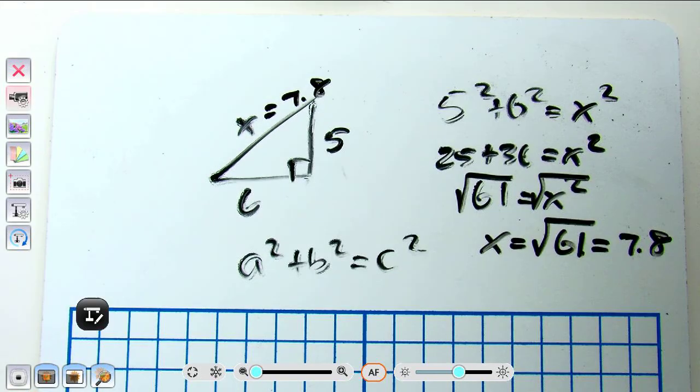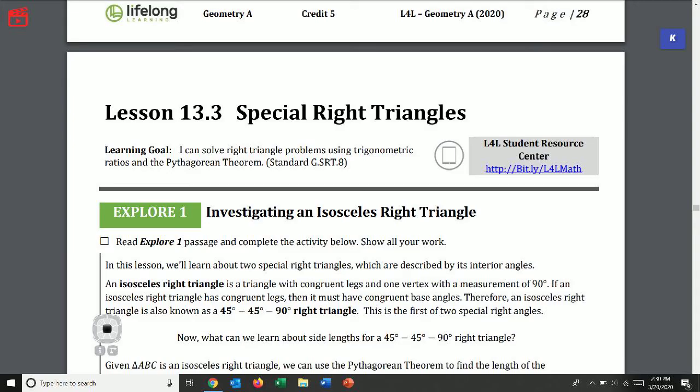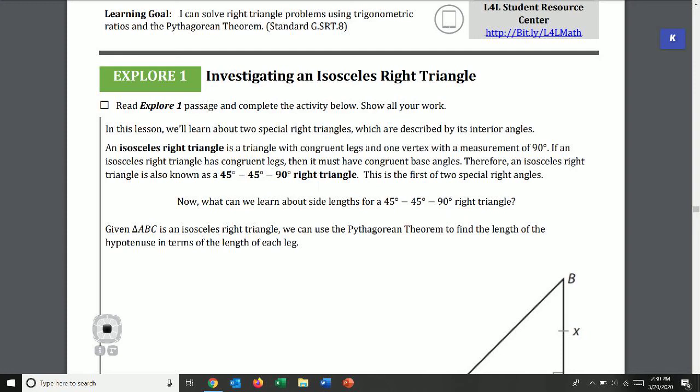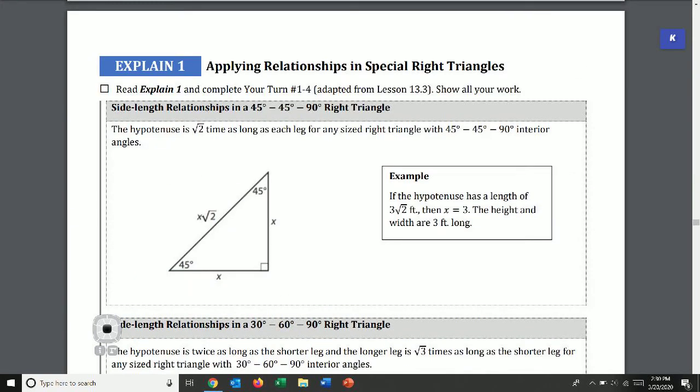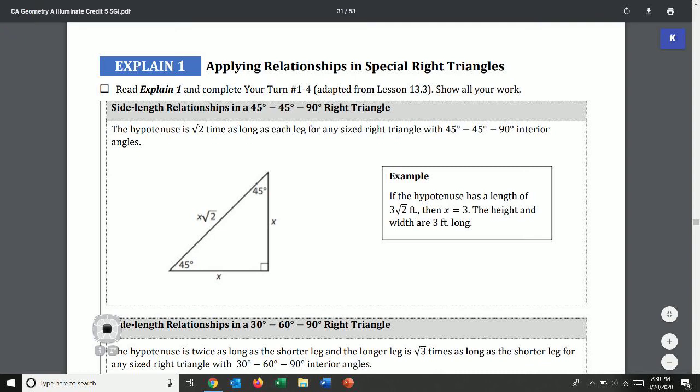Again, this is just review on the Pythagorean theorem. Let me switch back to the two theorems that we're going to be learning in this lesson. So the first theorem that we're going to be talking about, let's scroll down here, is called the 45-45-90 right triangle theorem. The reason why it's called 45-45-90 is because the three angles are 45, 45, and 90 degrees.